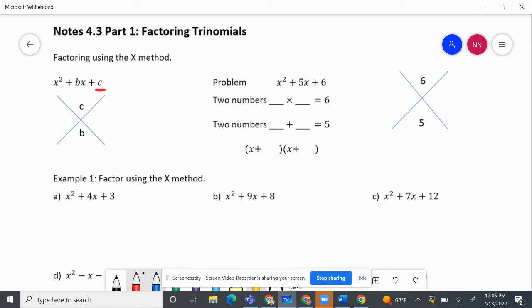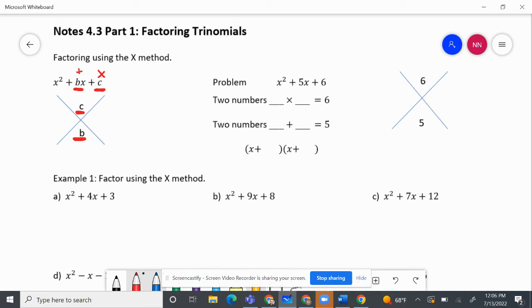We're going to take our constant value, which is C, and put it on the top of the X. We're going to take our linear term, which is the coefficient in front of the x, and that would be our B. And what we're doing is looking for two numbers that multiply together and give us C, and they add up to B.